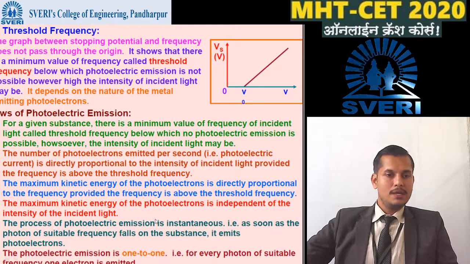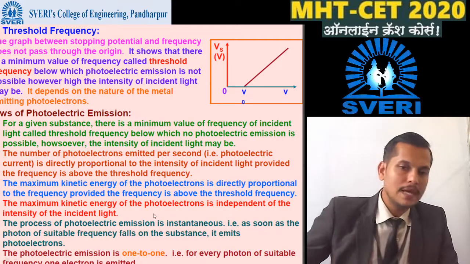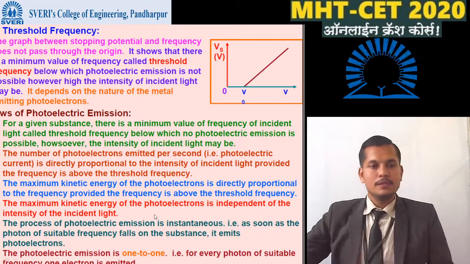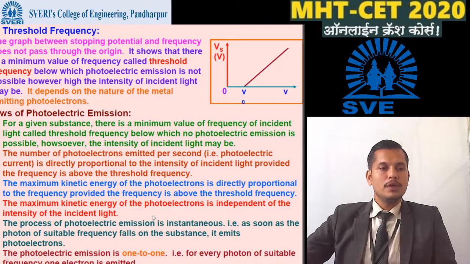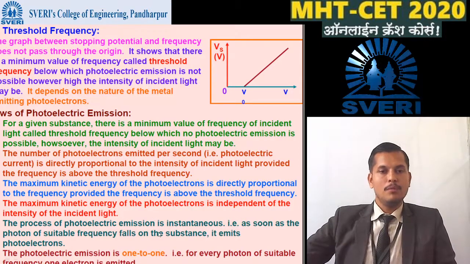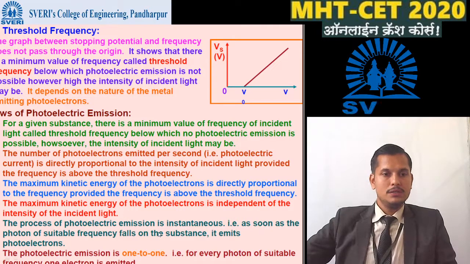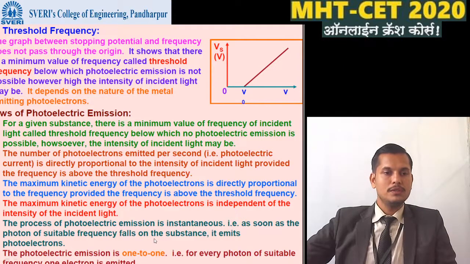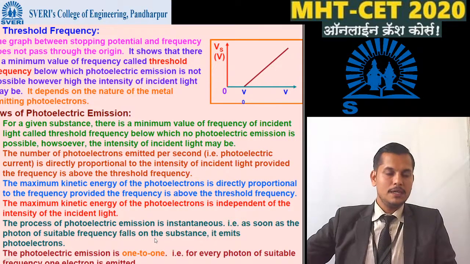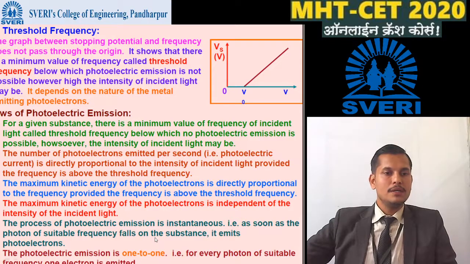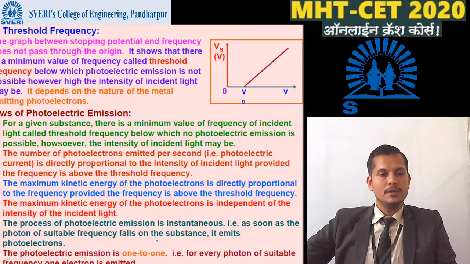The maximum kinetic energy of photoelectrons is directly proportional to, kinetic energy maximum जी आहे photoelectrons ची तर ती directly proportional आहे. It is directly proportional to कशावर, the frequency, provided the frequency is above the threshold frequency. Next, the maximum kinetic energy of photoelectrons is independent of the intensity of the incident light. जी kinetic energy आहे maximum, तर ती independent आहे कशाशी related, the intensity of incident light शी related.